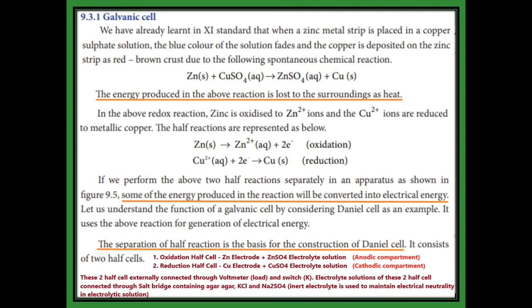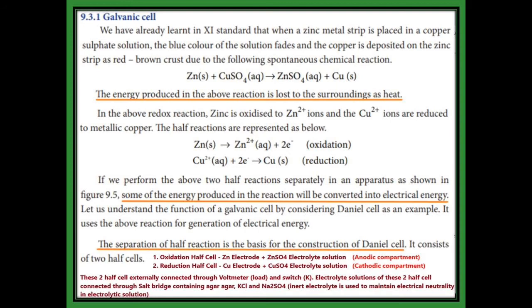In this reaction, it is a spontaneous chemical reaction, and some of the energy is evolved. That energy is lost to the surroundings. So we are going to use that energy in the galvanic cell to produce electrical energy. The energy produced in the chemical reaction is converted into electrical energy.